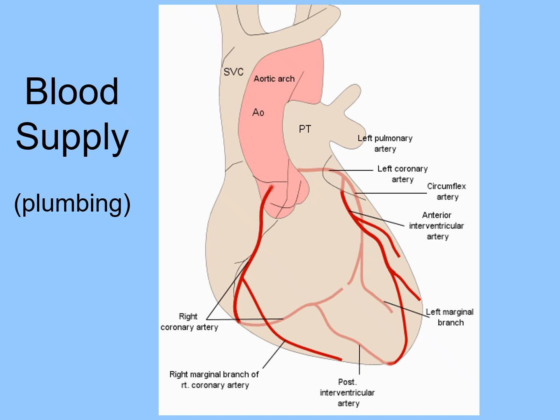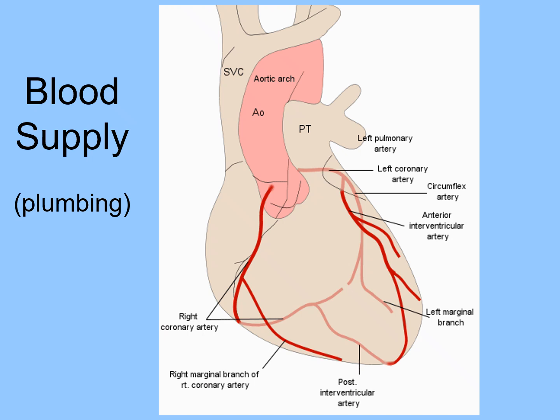Blood supply, or plumbing, to the heart comes from two main vessels that originate in the ascending aorta. The right coronary artery exits the aorta and travels around through the coronary sulcus between the aorta and the ventricles. As it wraps the heart, it gives off a right marginal branch and continues around the posterior side of the heart within the sulcus. The right coronary will then give off a posterior interventricular branch and continue.